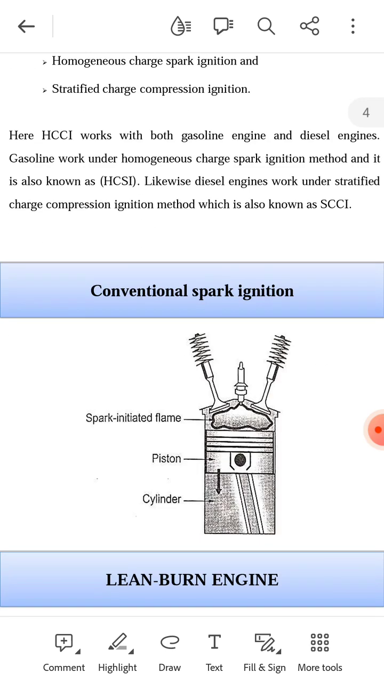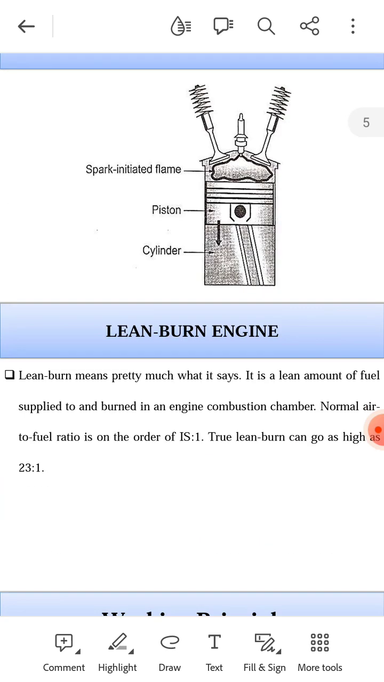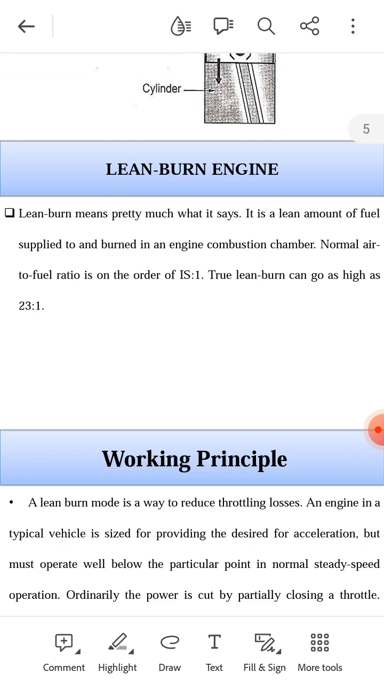Conventional spark ignition. Lean burn engines. Lean burn means pretty much what it says. It is a lean amount of fuel supplied to and burned in an engine combustion chamber. Normal air to fuel ratio is of the order of 15 to 1. Lean burn can go as high as 23 to 1.